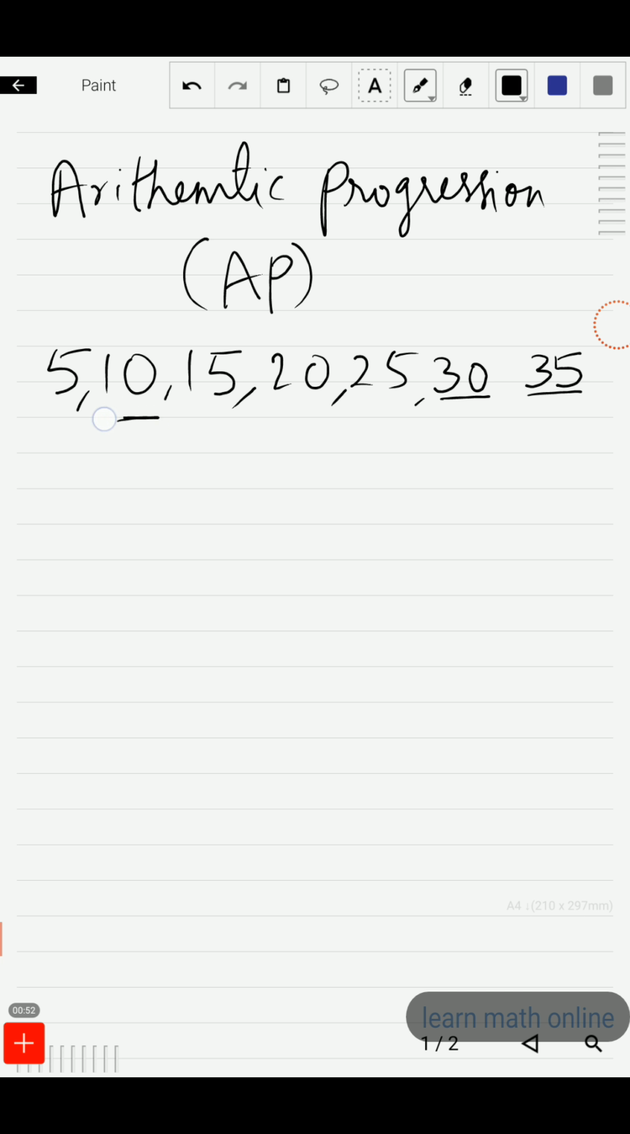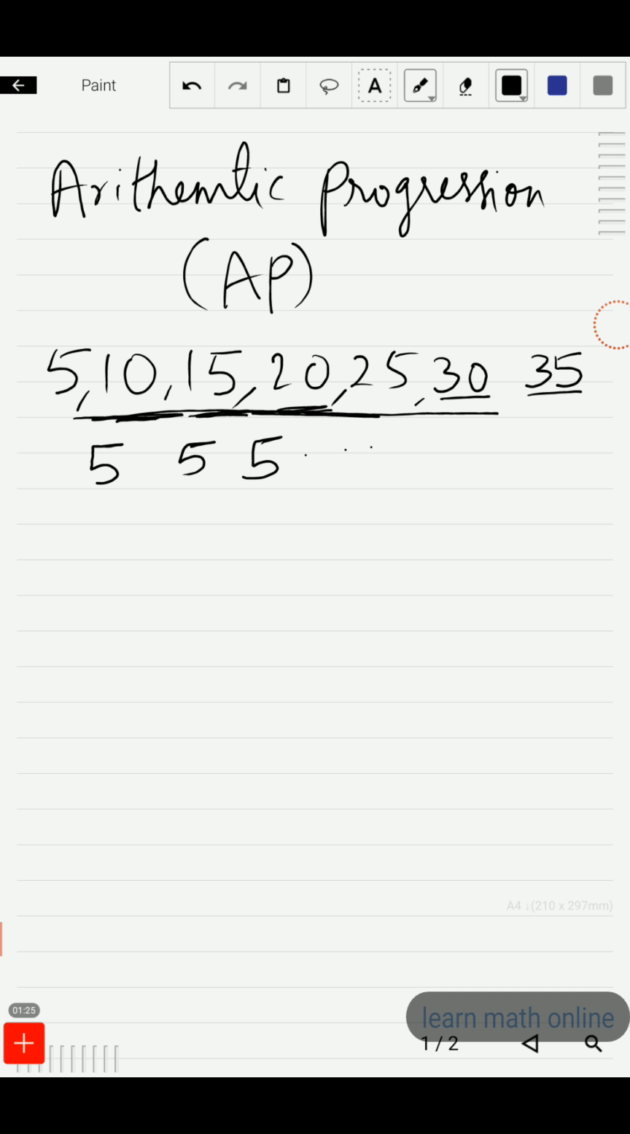each number, the second number, how are we getting the second number? If we add 5 to the first number, isn't it? Now how are we getting the third number? If we add 5 to the second number, isn't it? How are we getting this 20? If we add 5 to 15, isn't it? And so on. So in this list, each term or each number is obtained by adding a fixed number, that is 5, to the preceding number, isn't it?